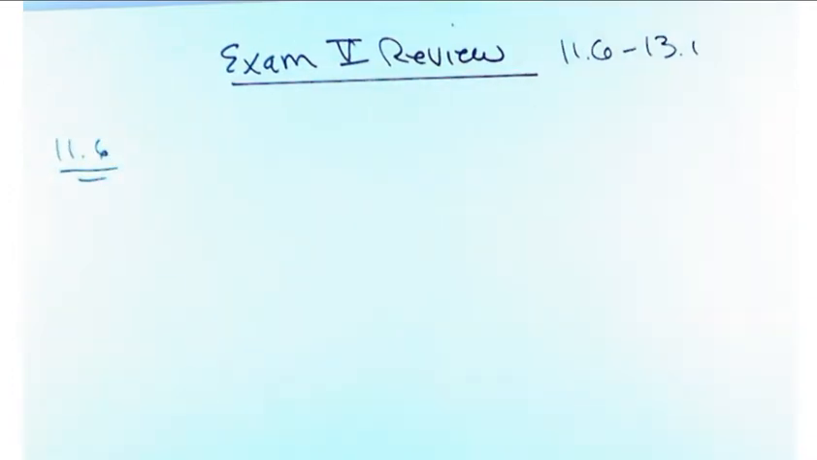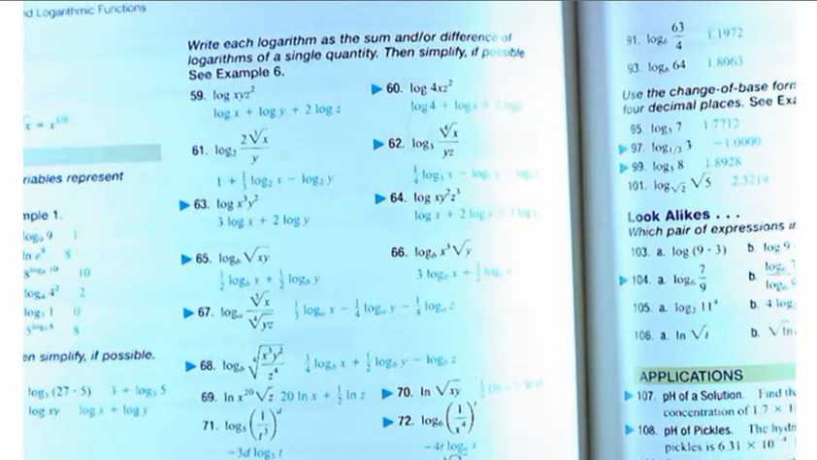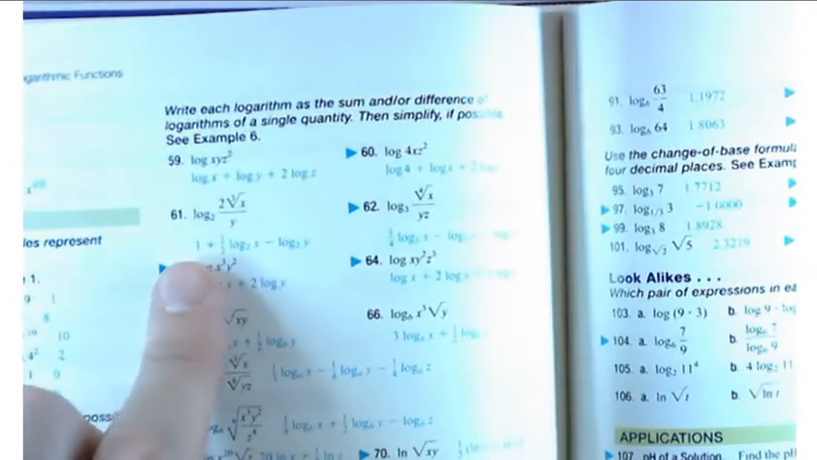Starting with section 11.6. 11.6 worked with the properties of logarithms. So let's find our way back to there and see what those are all about. That was your product rule, your quotient rule, your power rule, etc. So problems like number 61 would be an example of that kind of stuff.